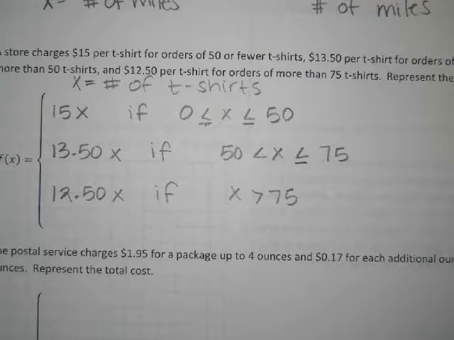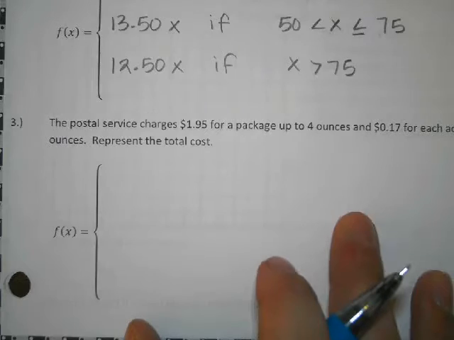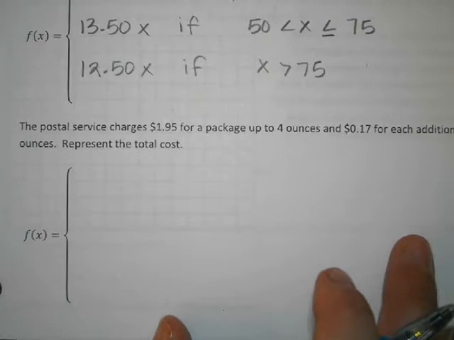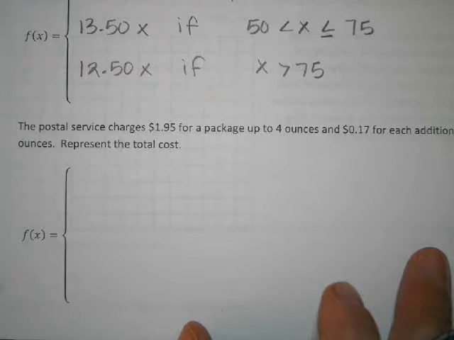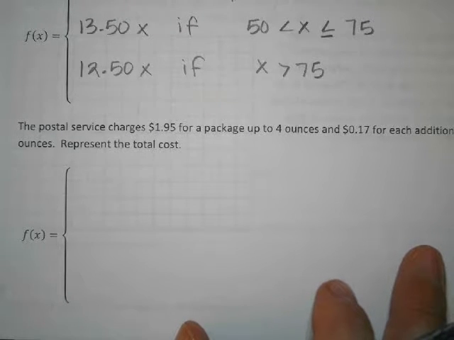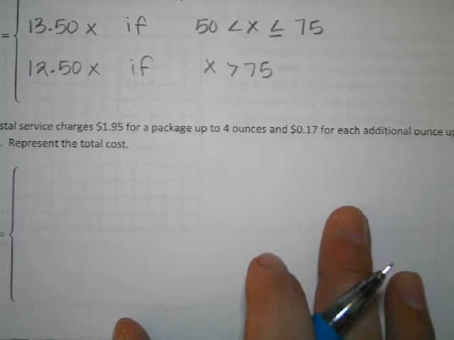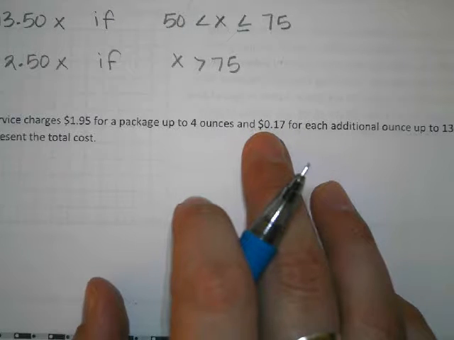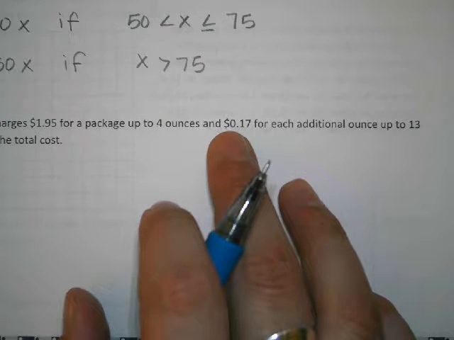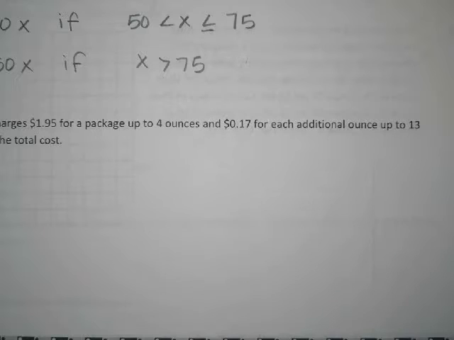Okay, we're going to do one more together where I'm going to help you guys start, and then I'm going to have you guys mostly write it yourselves, and I'll check in on it. All right, it says the Postal Service charges $1.95 for a package that's up to 4 ounces. So if you have a 1 ounce package, it's $1.95. If you have a 2 ounce package, it's $1.95. If you have a 3 ounce package, it's $1.95. If you have a 4 ounce package, it's $1.95. Okay? After 4 ounces, it's 0.17, so it's 17 cents for each additional ounce. And then you max out at 13 ounces. After that, they're not going to take your package anymore.